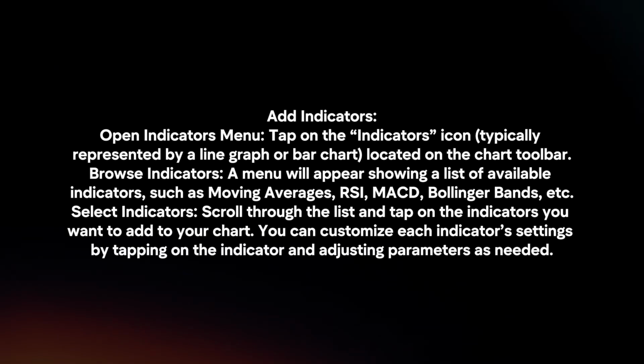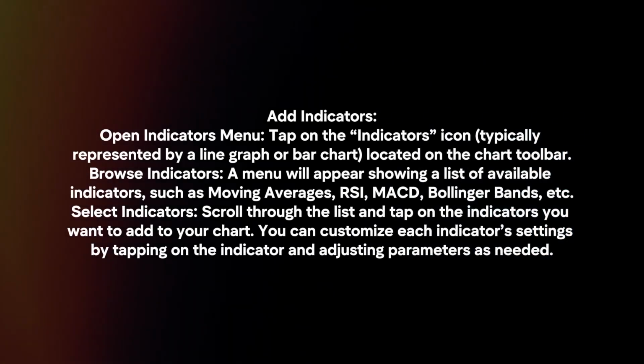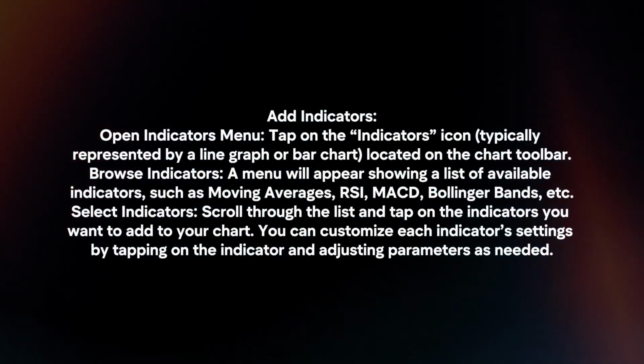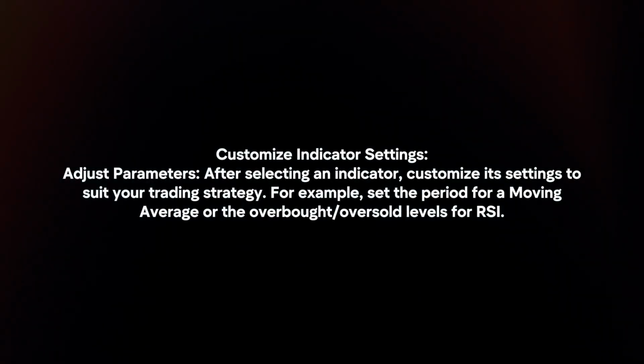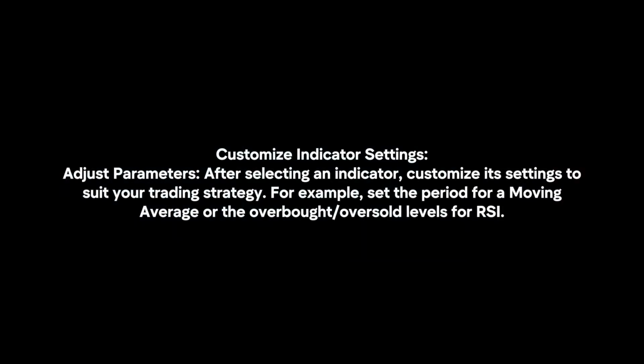You can customize each indicator's settings by tapping on the indicator and adjusting parameters as needed. Customize indicator settings. Adjust parameters. After selecting an indicator, customize its settings to suit your trading strategy. For example, set the period for a moving average or the overbought/oversold levels for RSI.